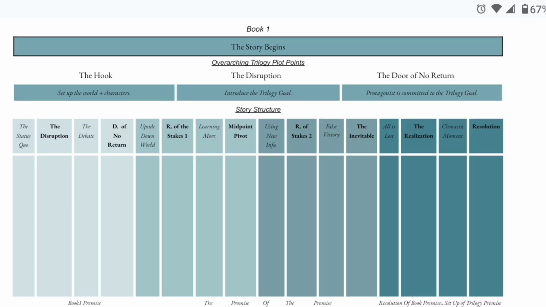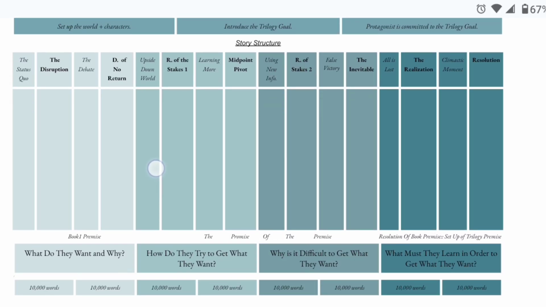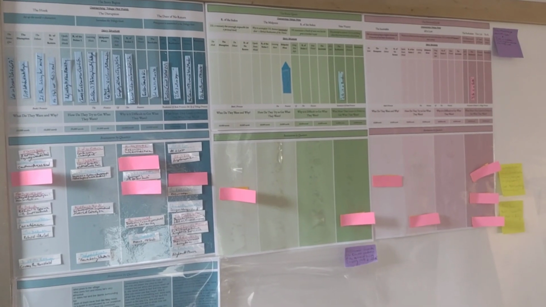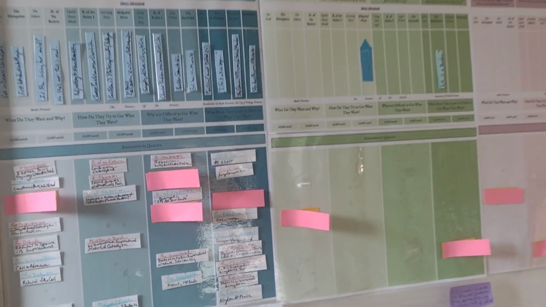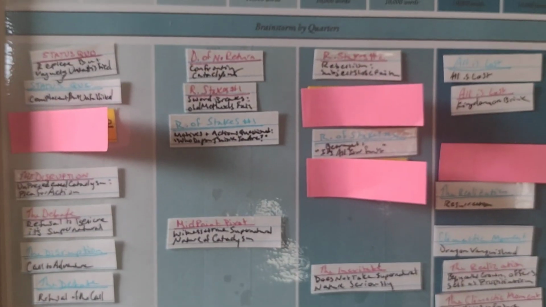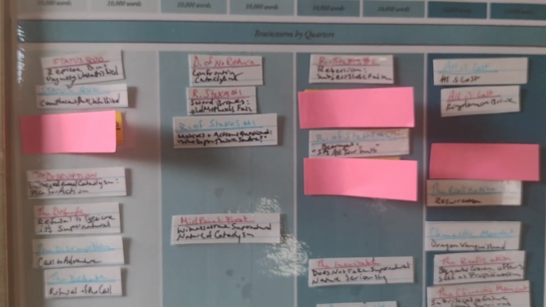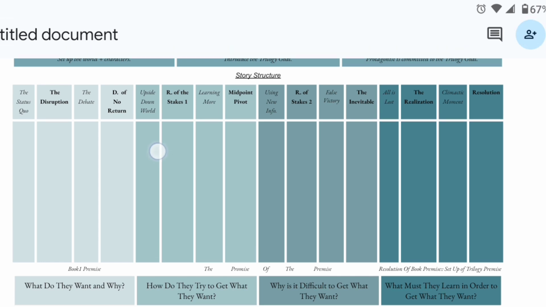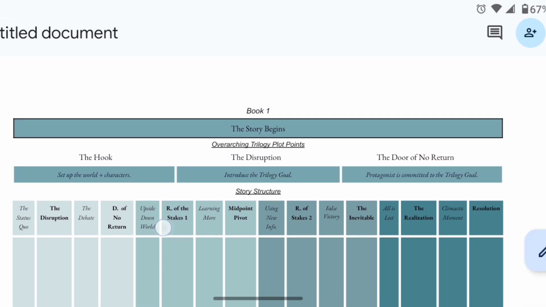But the idea for this is that I have one of each of these color-coded for each of the books in the trilogy. And then I wanted to have something that I could print out and just hang on the wall. So I had the major plot points of all three books, just so that I could see at a glance to help me come up with what happens in between and how I want it to play out. And so this is for the first book.